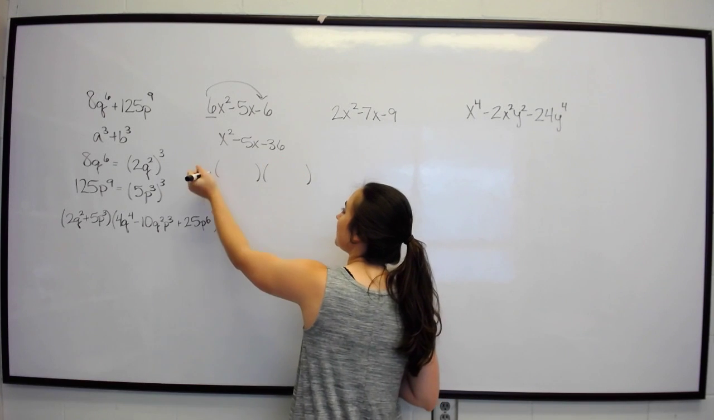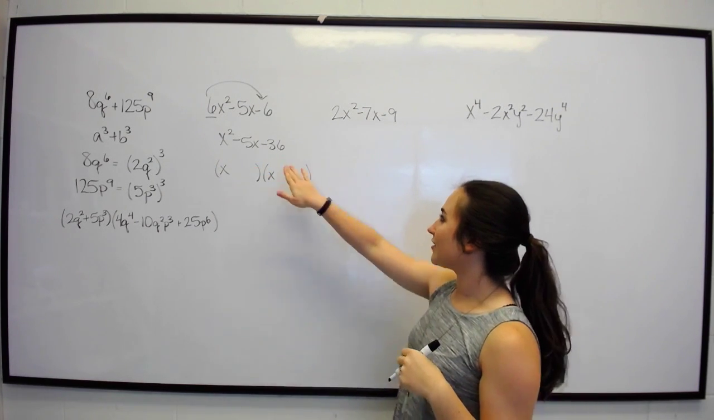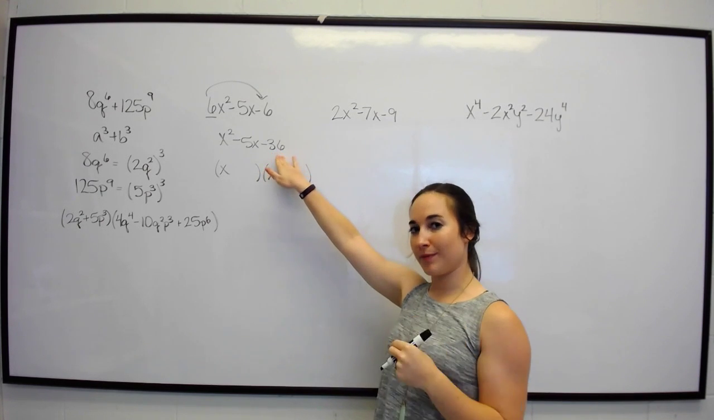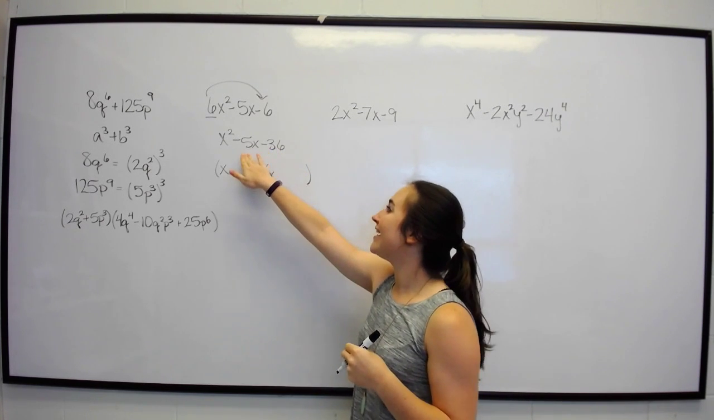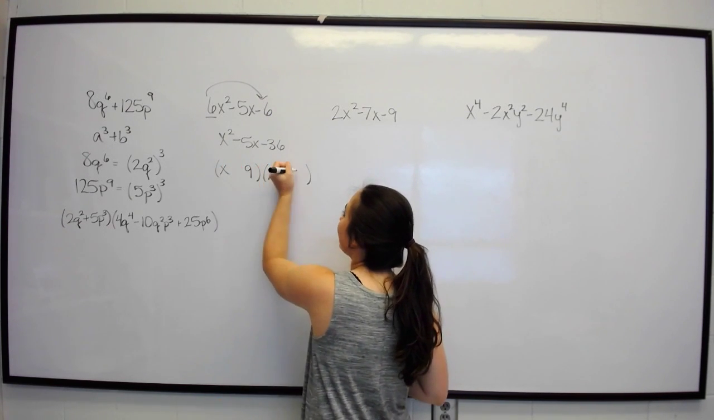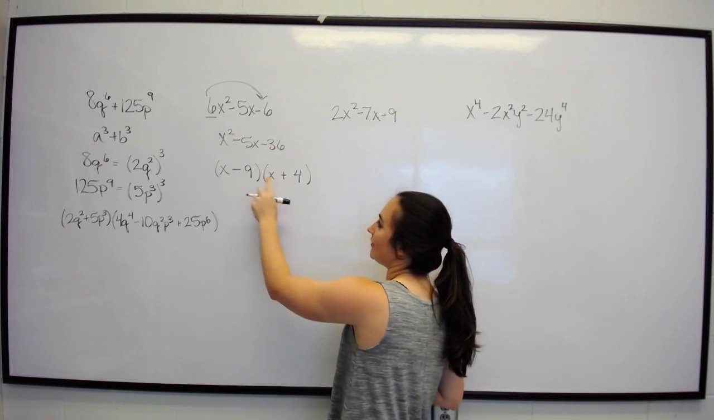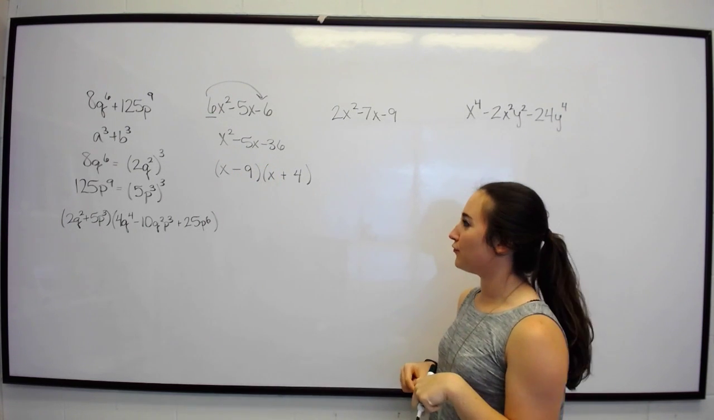So I set up my two parentheses. I know I'm going to have x and x. And then I need to look for the number that will multiply to give me negative 36 and add to give me negative 5. So in this case, we know it will be 9 and 4. In order for this to be negative, we'll have the negative with the 9 and the positive with the 4.